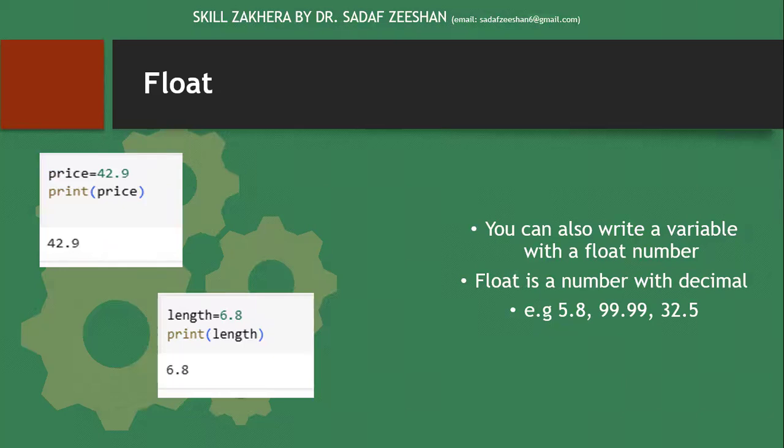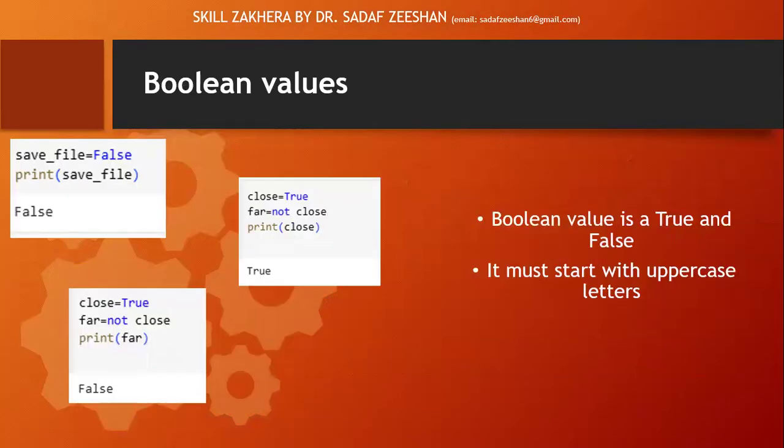So as you already know, float is when something is to be written with a decimal. So if I have a price called 42.9 and I want to print the price, the display will be in a float value with the decimal. Here's another example with the length, and you can see the length is also in float. So we have seen what a string is, integer is, and float is.